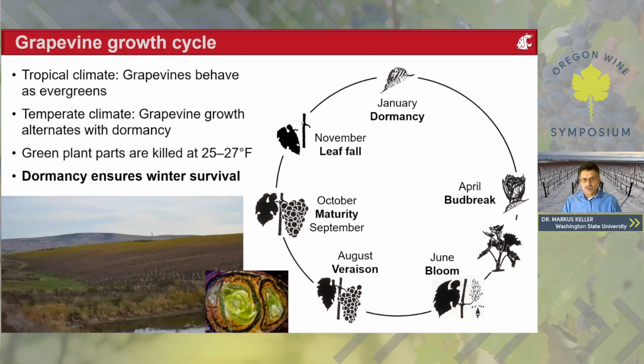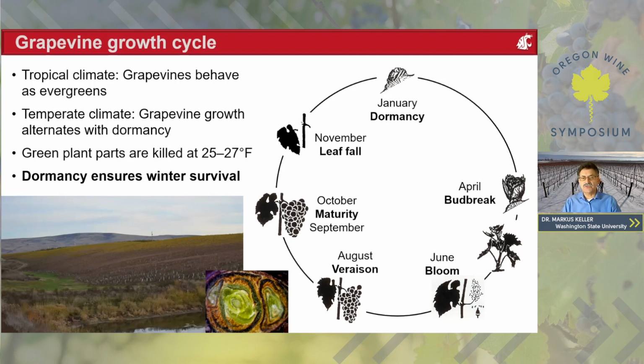When we look at growth cycles of grapevines, sometimes it helps to remember that when you grow grapes in the tropics, they actually behave as evergreens. They never drop their leaves. They just continue growing, continuously produce fruit. But when you grow grapes in temperate climates like Oregon, Washington, the US in general, they behave as plants that alternate their growing cycle with the dormancy cycle. So they grow during the growing season, and then they go dormant during the winter.